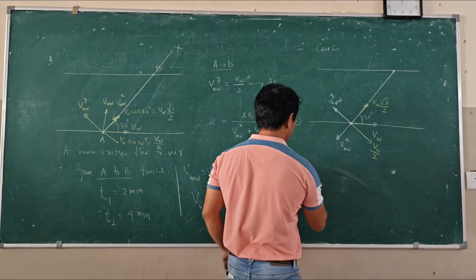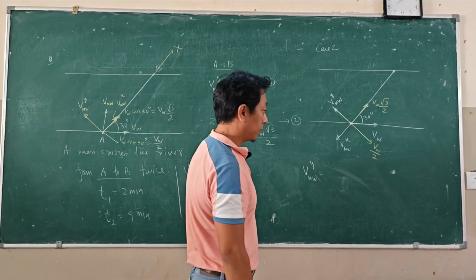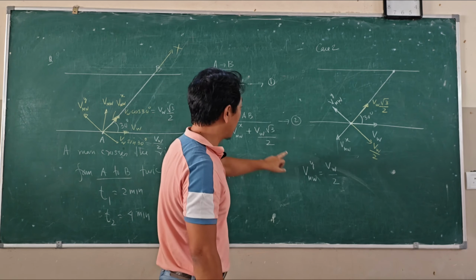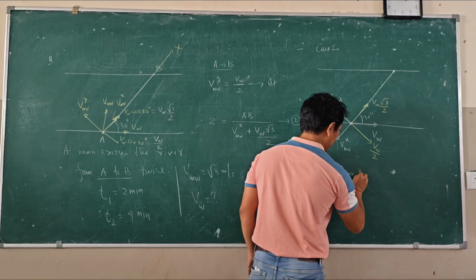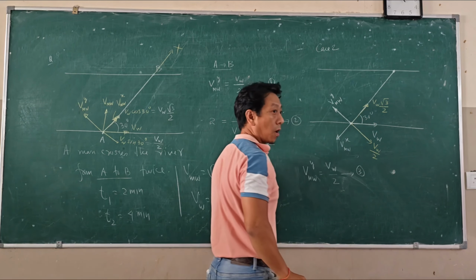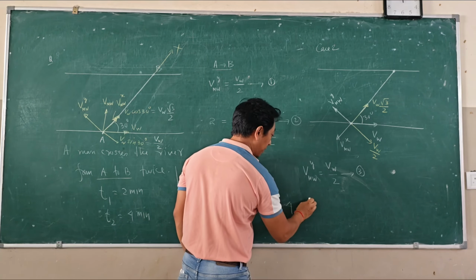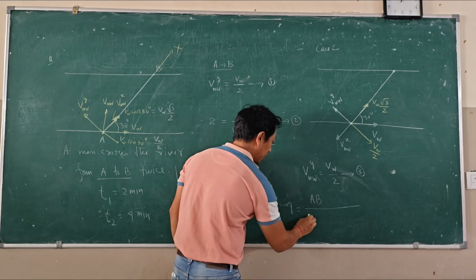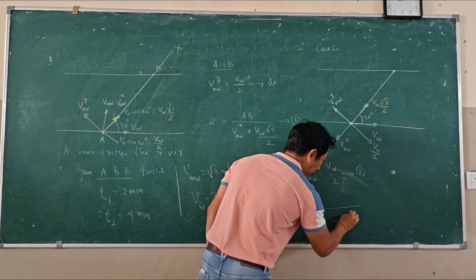So what will be VMWY? VW by 2 now also. That means this VMWY and this VMWY are same. And what will the time taken be? What is the time taken from here to here? Same distance. And what is the speed in this direction? VW root 3 by 2 minus VMW x.